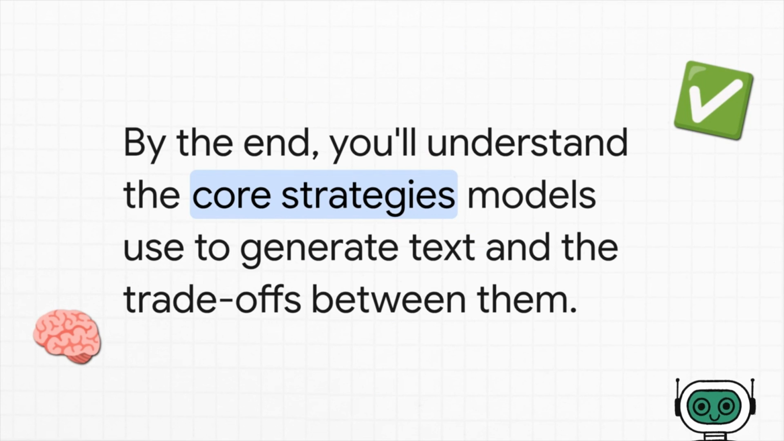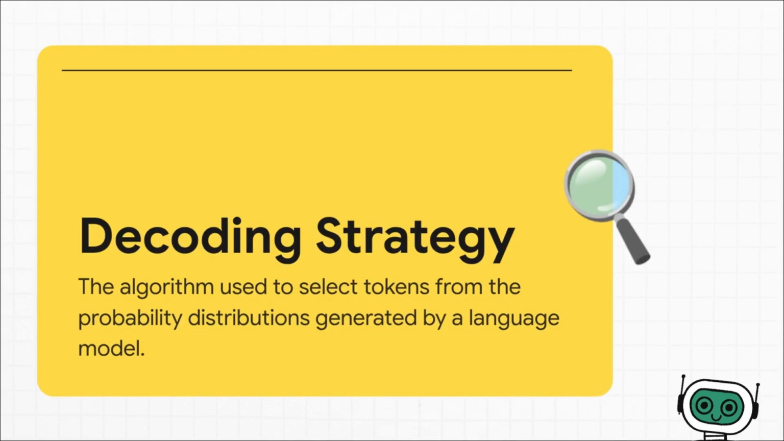We're going to break down the core strategies that models use to make these choices. You'll understand the simple, fast approach and the more complex, thoughtful one, and you'll know exactly why you'd pick one over the other. Okay, so this whole decision-making process, it has a name. It's called a decoding strategy.